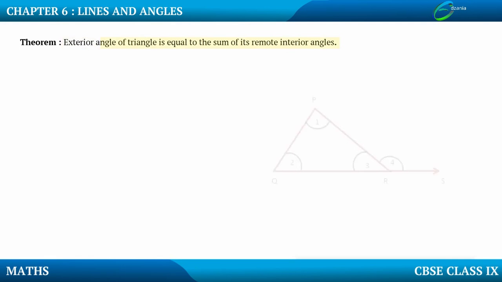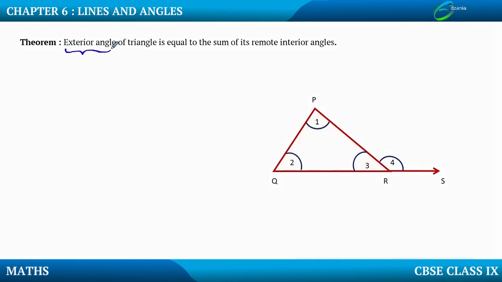Let us move on to the next theorem. Exterior angle of a triangle is equal to the sum of its remote interior angles. Now for that again I need a triangle. Suppose there is triangle PQR. Exterior angle of a triangle. Exterior angle means angle which lies outside the triangle if one of its sides is extended.